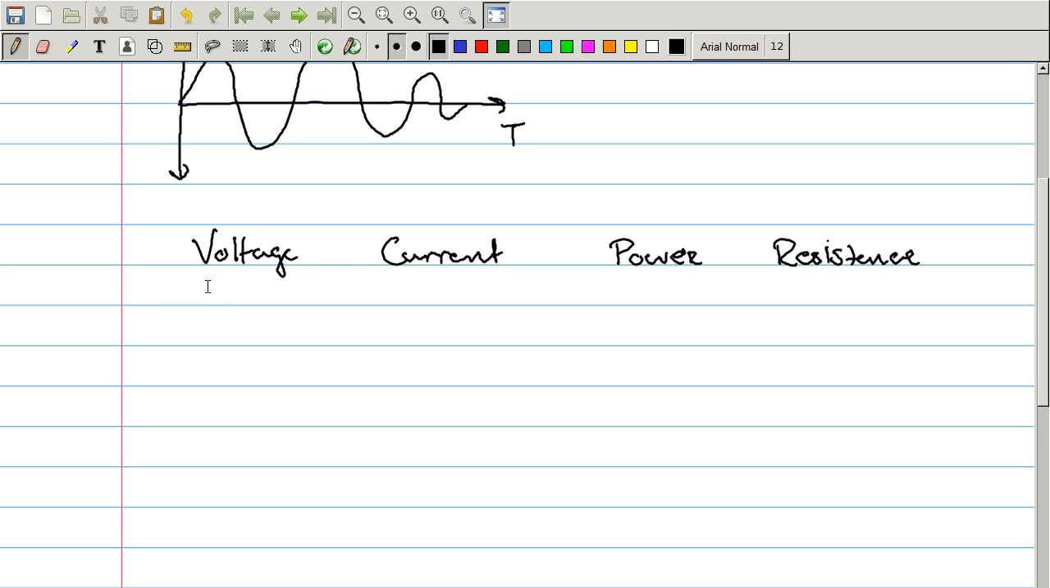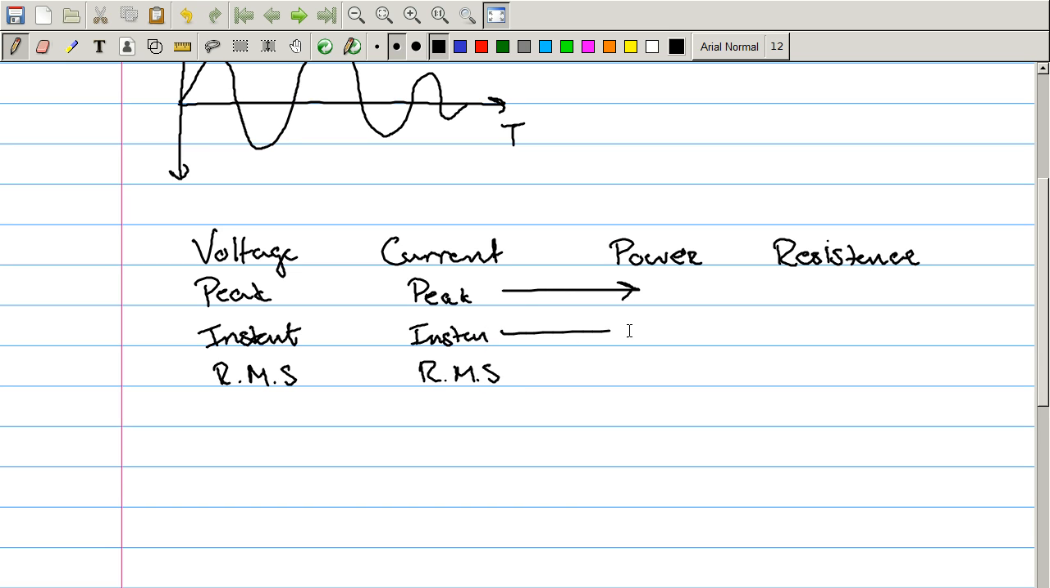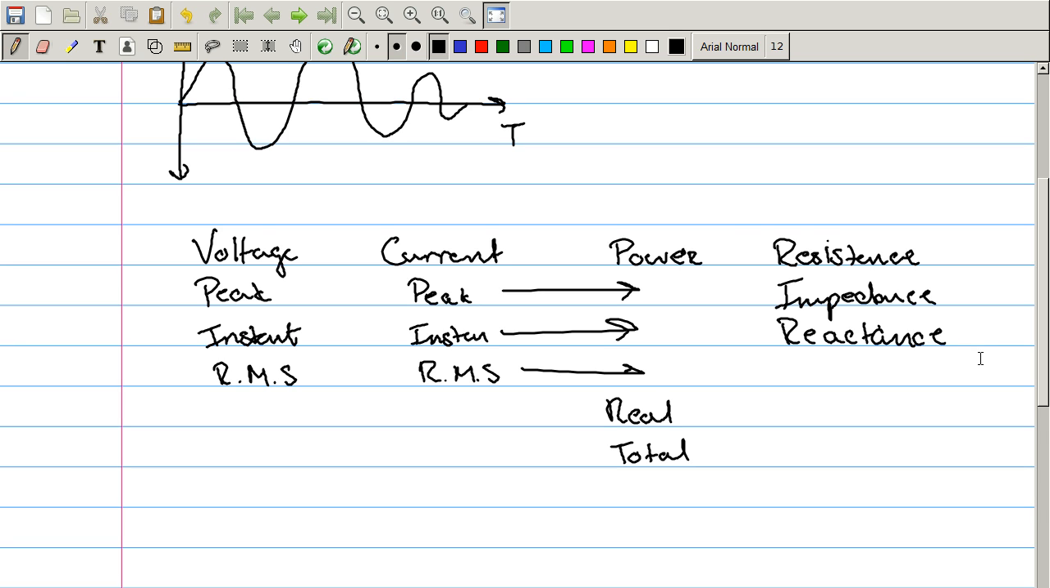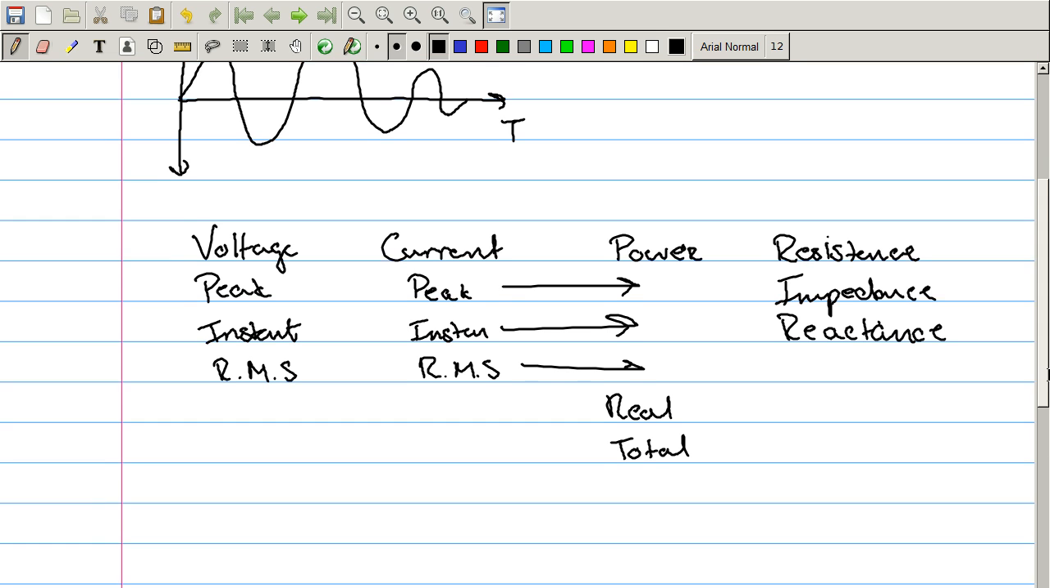But some things are going to be added. So you have peak voltage, you've got instantaneous voltage, you've got RMS voltage, again peak, instant, and RMS, and the same goes for power. You've also got real power and total power. Resistance, a couple things are different. You have impedance, and you have capacitance, reactance. All things we're going to talk about in this video. We're going to try and fit it into a decent time length.